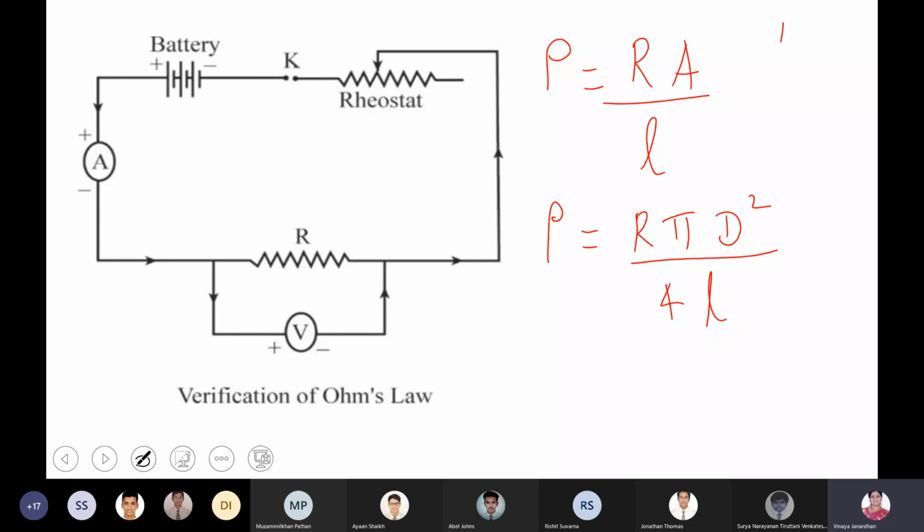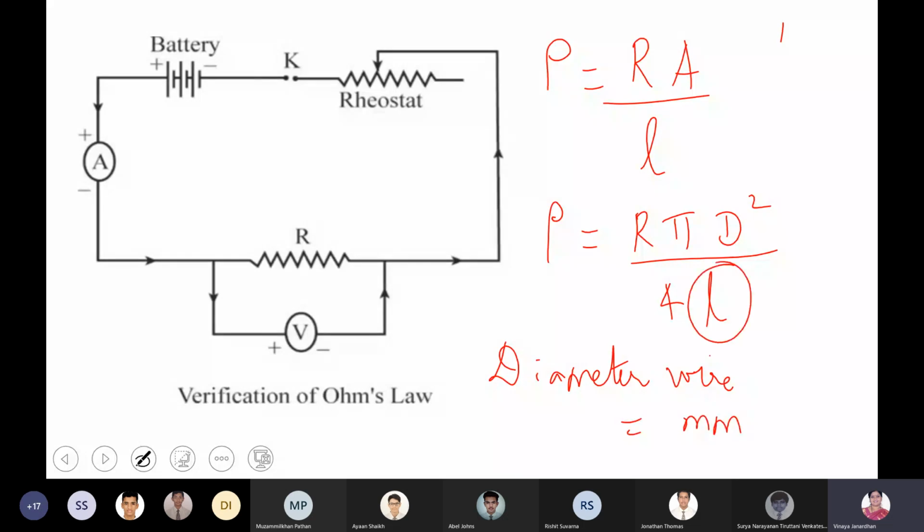The diameter of the wire can be found by using your digital screw gauge. Not like last time, we'll give a digital screw gauge. You keep the wire, and the value will be displayed. That will be in millimeter, so you have to convert it.